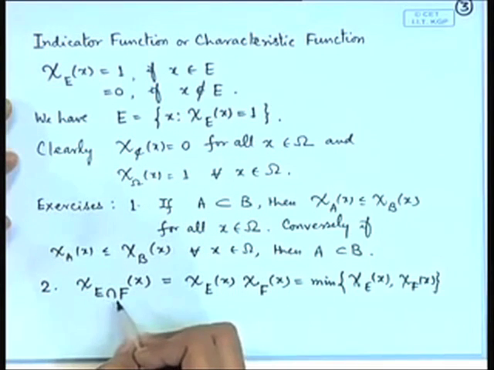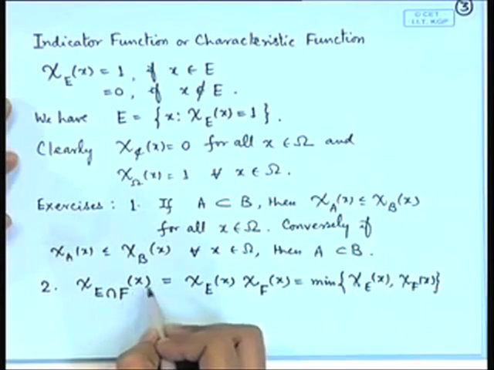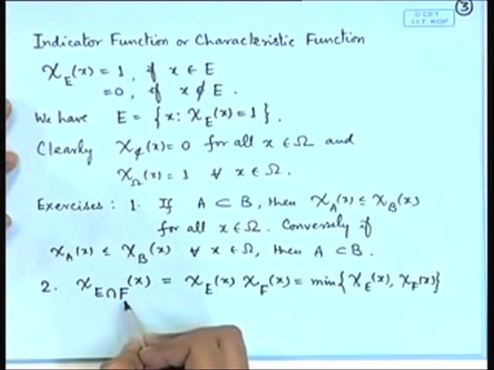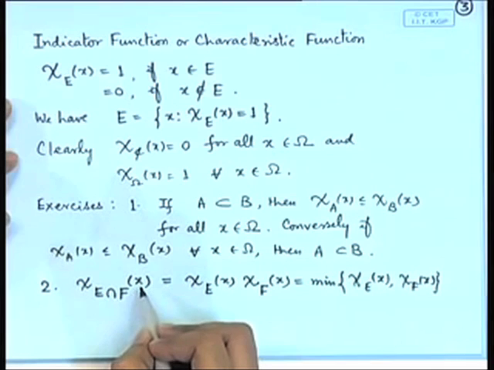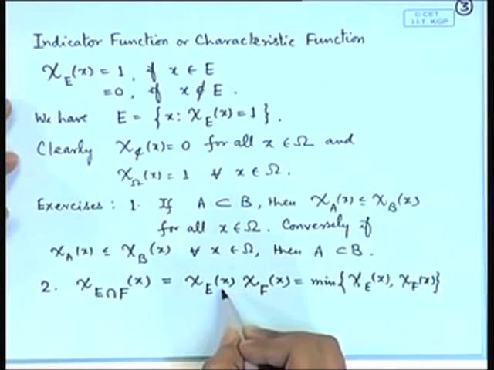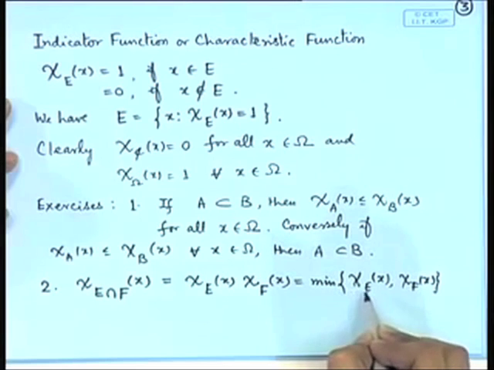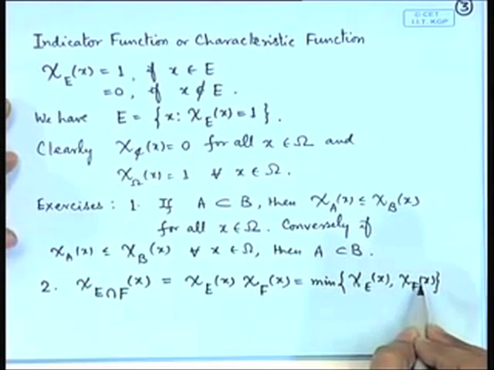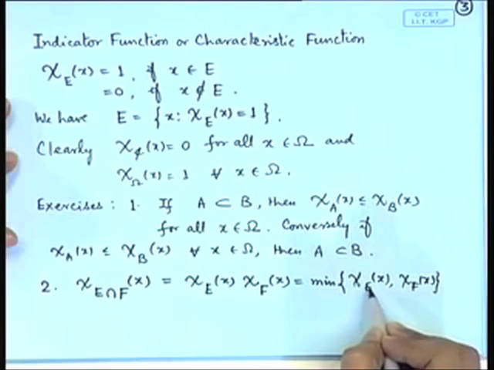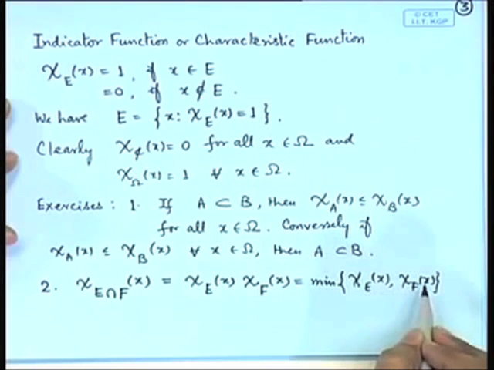For example, chi of E intersection F at x is equal to 1 if x belongs to both E and F, and 0 otherwise. That means it is going to be equal to 1 only if chi E x and chi F x both are 1, and in every other case it is going to be 0. So that means it is equal to the product. In a similar way, the minimum of chi E x and chi F x is going to be 1 only if both chi E x and chi F x are 1. That means chi of E intersection F at x is equal to 1.